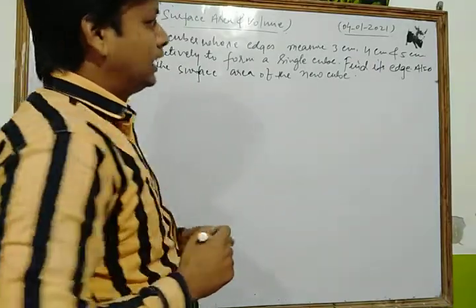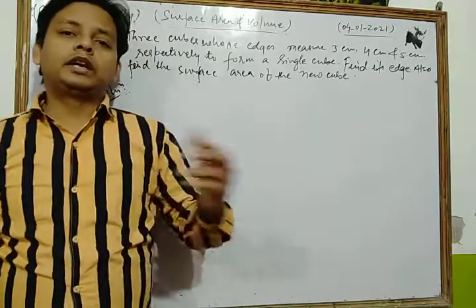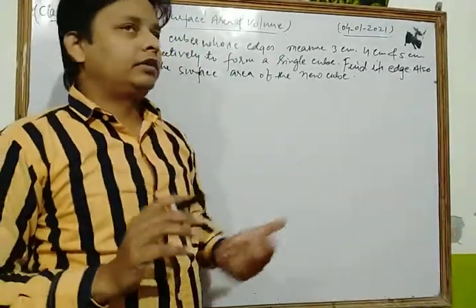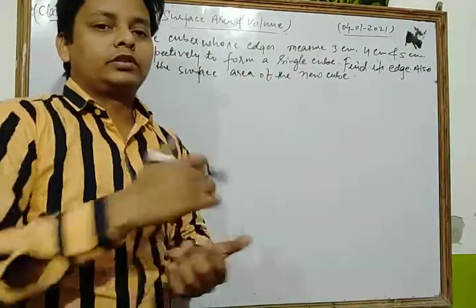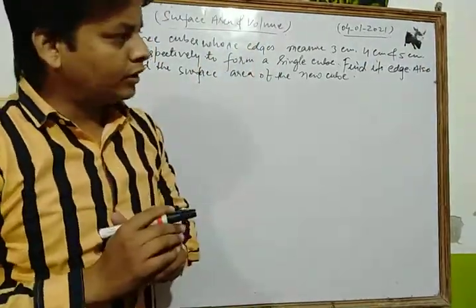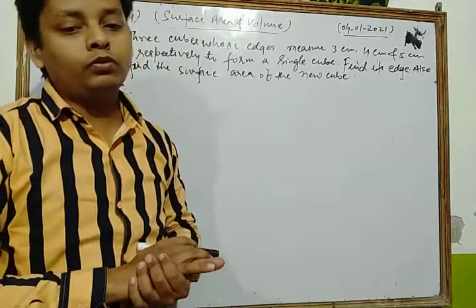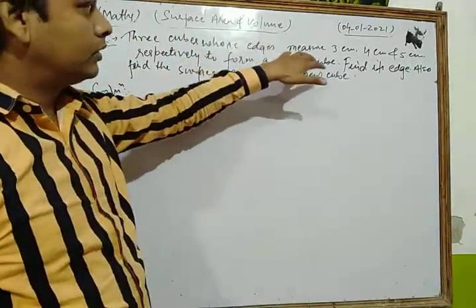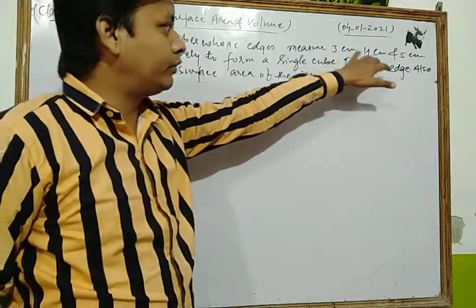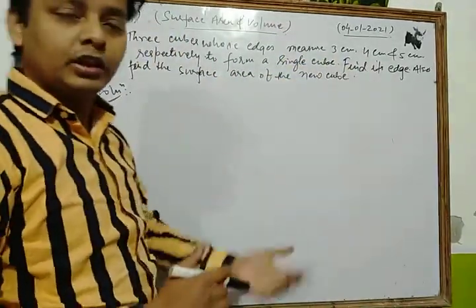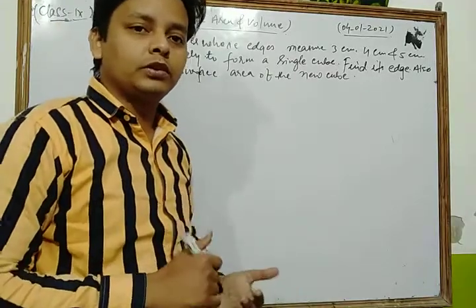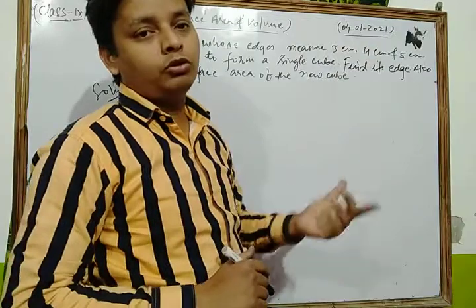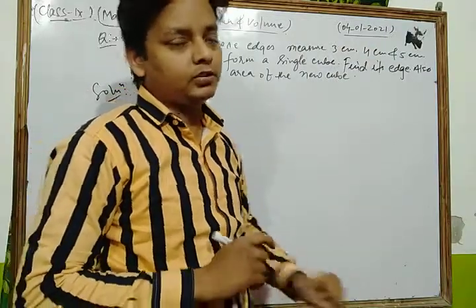First of all, in previous classes we already discussed the concept of that type of questions: when one type of solid is made and converted into another shape of solid, in that condition their volume will be the same. So in this question, three cubes of edge measure 3, 4 and 5 centimeter respectively form a single cube. So the volume of all three cubes is the same as the volume of the single cube. Okay, so let's see.